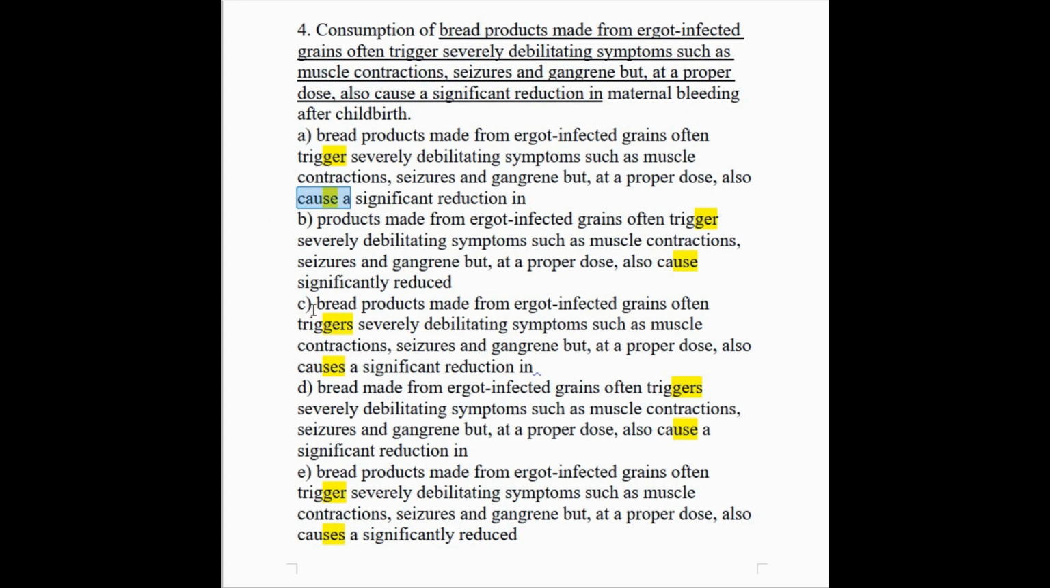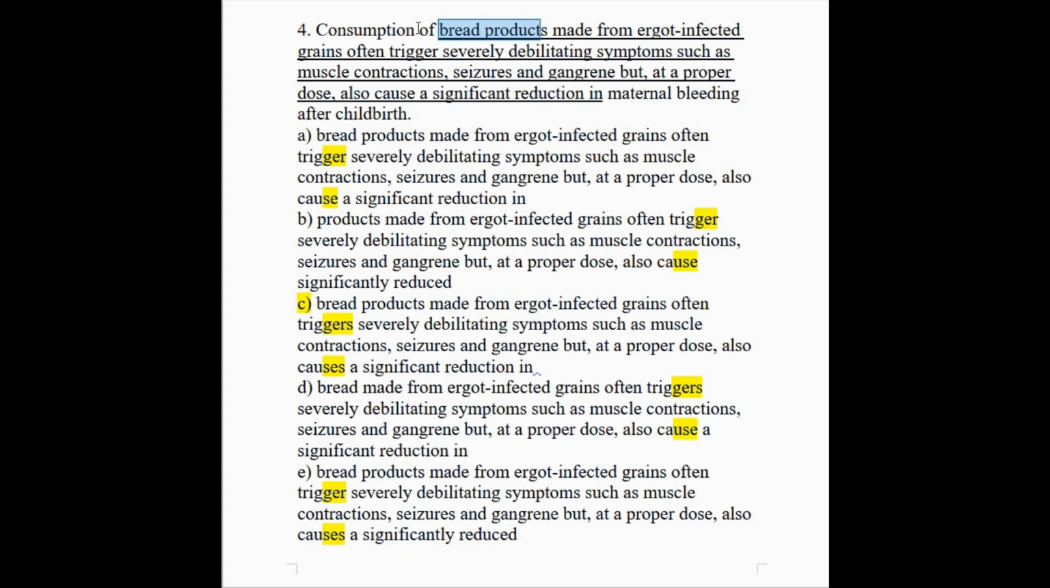And that's why we can already say that it's option C, which is correct here, because it's got triggers and causes, and none of the other options have triggers and causes. But it's a singular noun which is the subject of these two verbs. It's consumption of blah blah blah. A lot of people think it's bread products which trigger the severely debilitating symptoms, but it's not just the bread products. You have to consume the bread products. The bread products sitting there on a plate don't do anything.